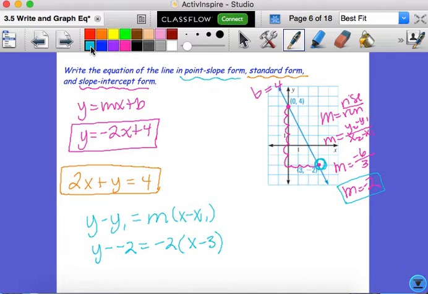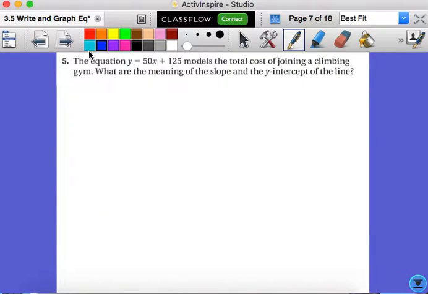Now technically this is in point slope form. However, that minus and negative, I need to go ahead and change that to a plus. And then as far as point slope is concerned, I'm done. I've created an equation using a point and a slope. So those are the 3 different versions of this line.